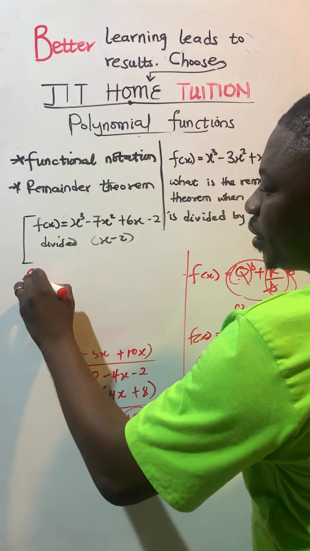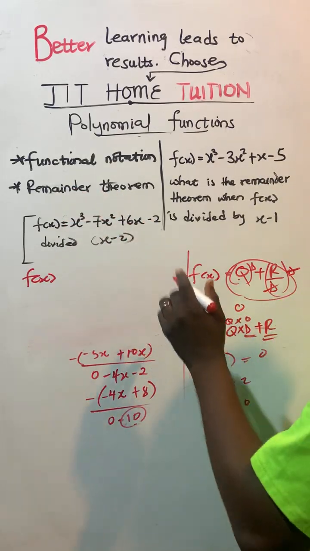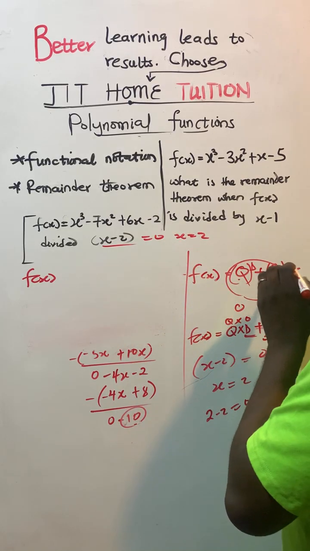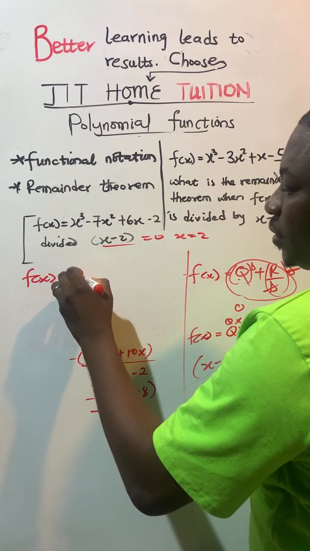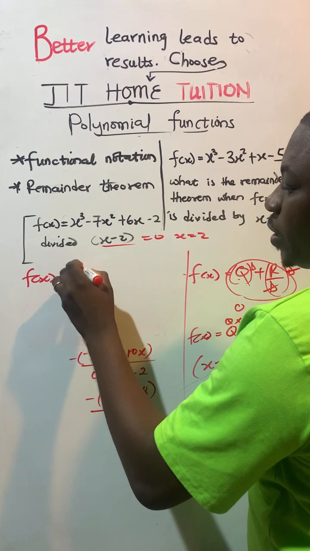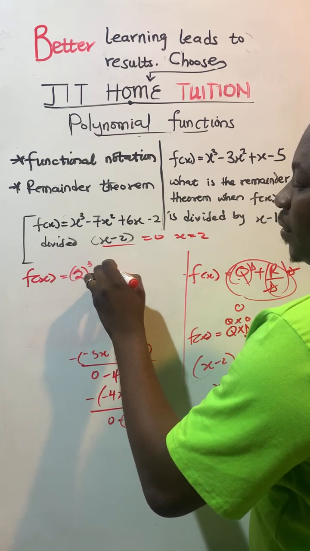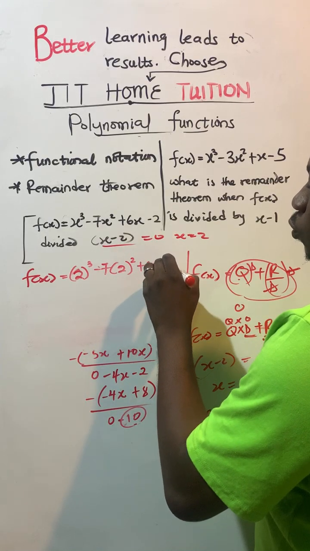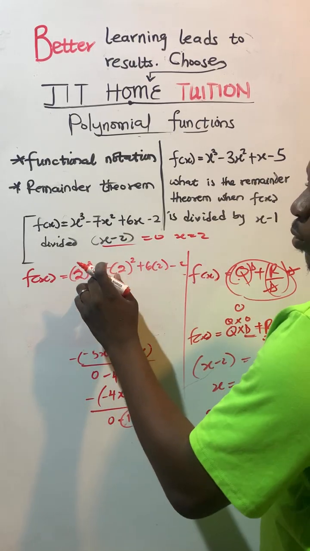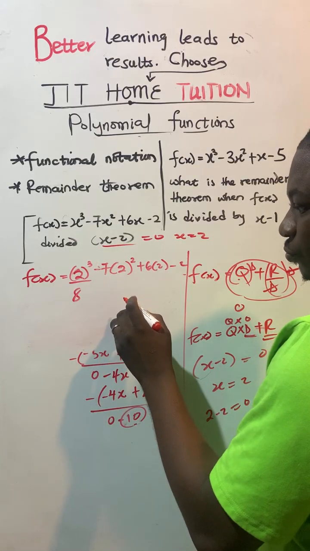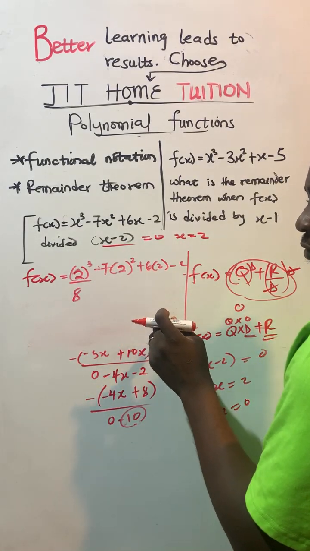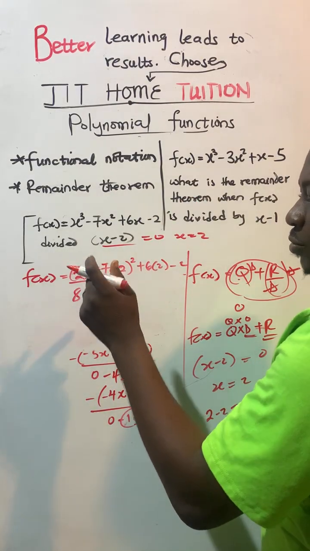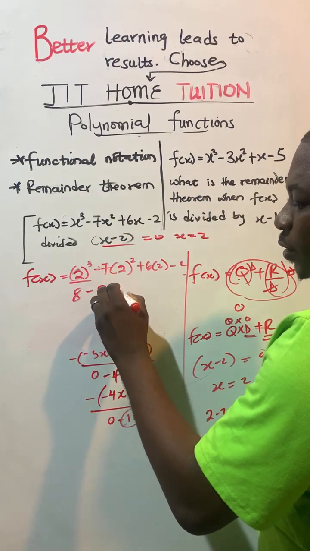You have f of x, which is this one. You've already established that the divisor, you equate it to 0, giving you x equals 2. So you put it inside here, which is 2 exponent 3 minus 7 times 2 exponent 2 plus 6 times 2, then you have 2. This one will give you what? 8. Now what do you have over here? 2 squared is 4 times 7. That will give you like 28.